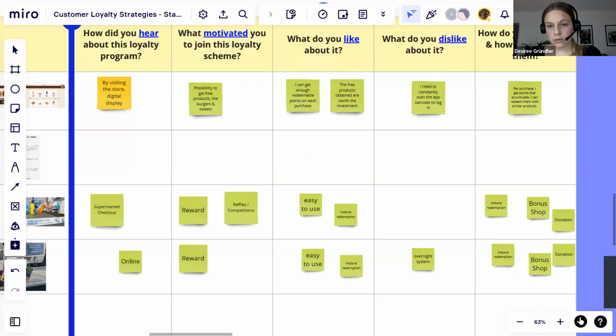And how do you get points? As I said, at the supermarket checkout or through an affiliate purchase, and you can use it in the store. But they both also have their own bonus shop where you can buy a lot of different things, or you can also donate your points.